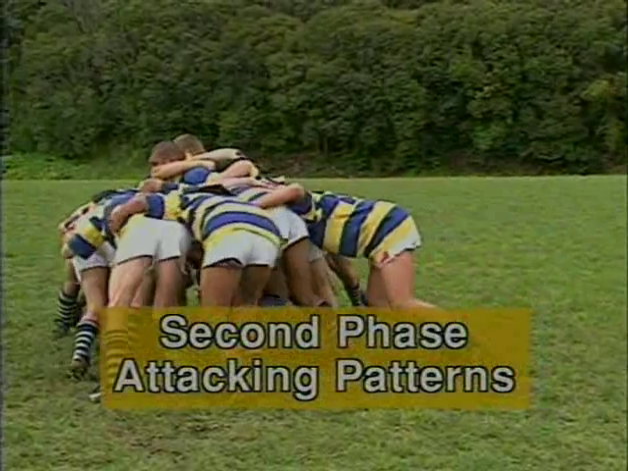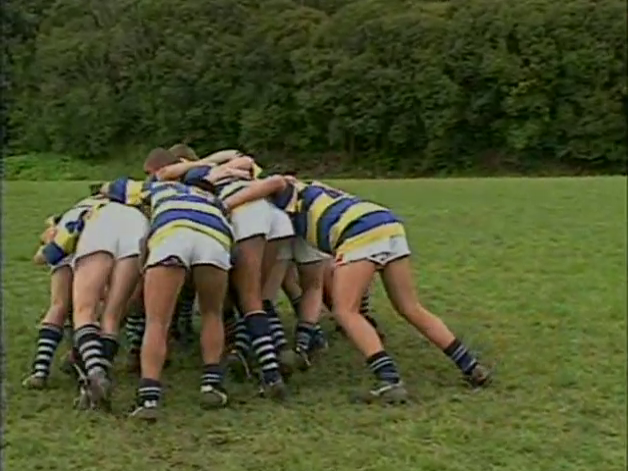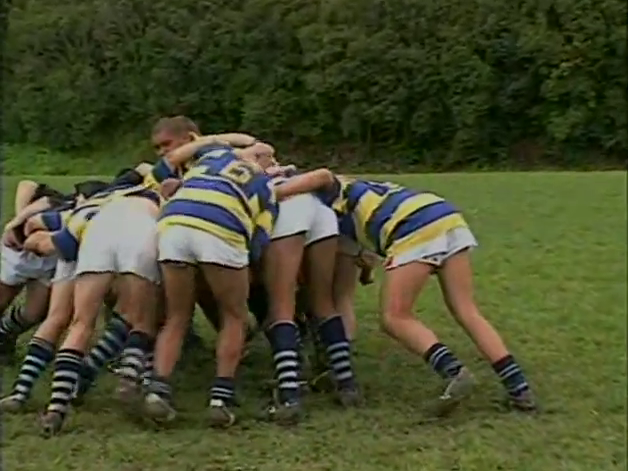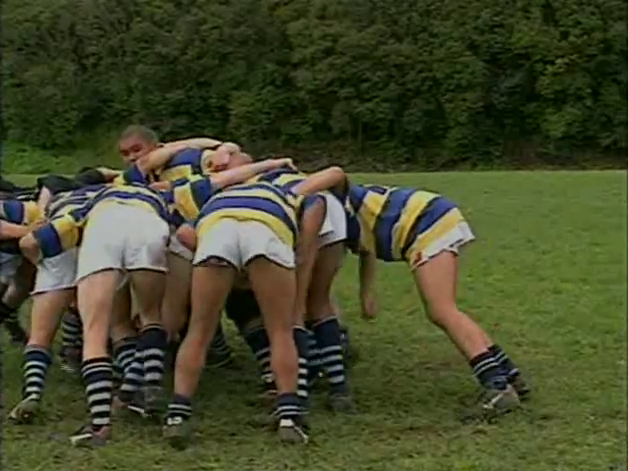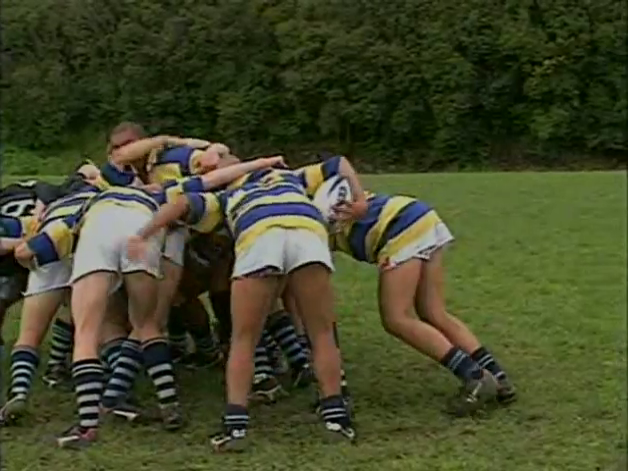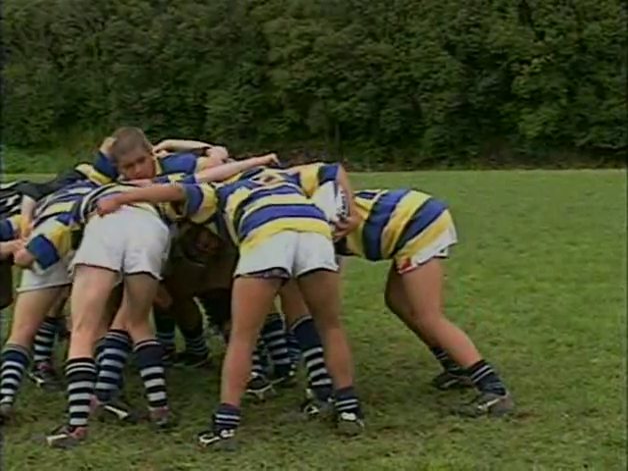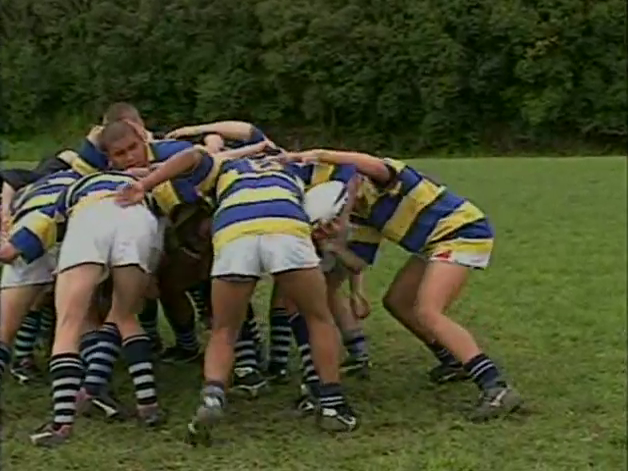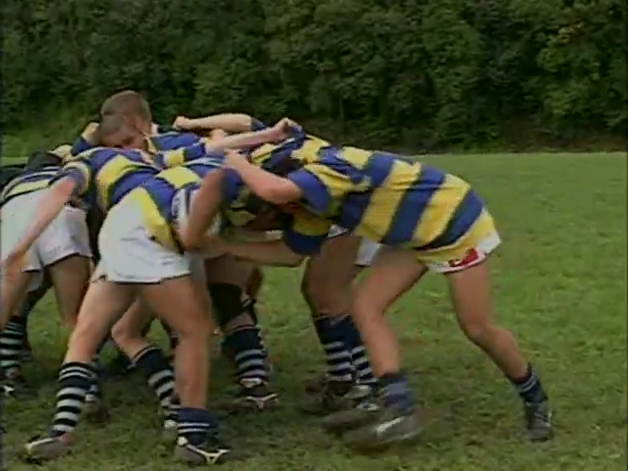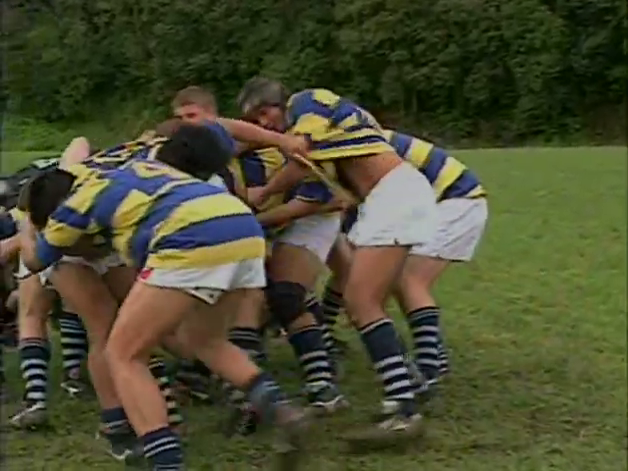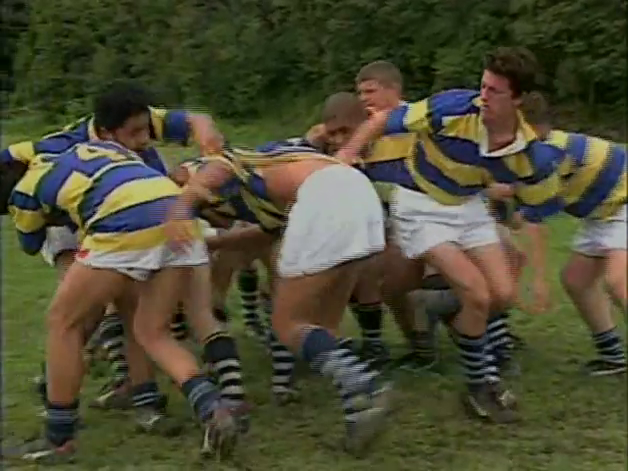Once the maul is formed and the ball comes to the rear of the maul, the call can be made to wheel left. When that happens, the player on the right-hand side detaches and packs onto the ball carrier. The other players then move, and the ball is presented again to the rear of the maul.